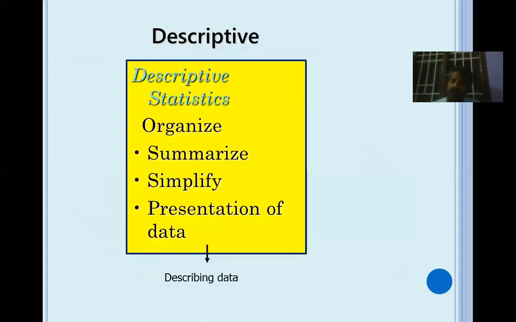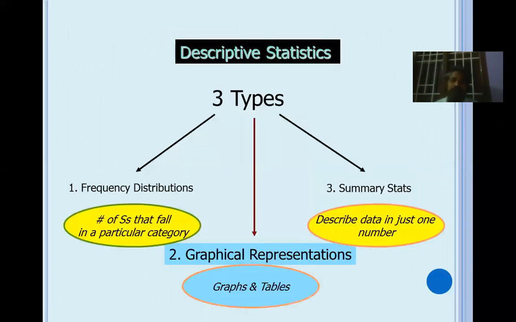So as I told you, descriptive statistics summarizes, simplifies, and helps you to present your data. It describes your data. How many males are there? How many females are there? Total number of respondents for this study. Totally how many said yes to this question? How many said no to this question? You can have a chart, something like that. So these are all placed under descriptive analysis.